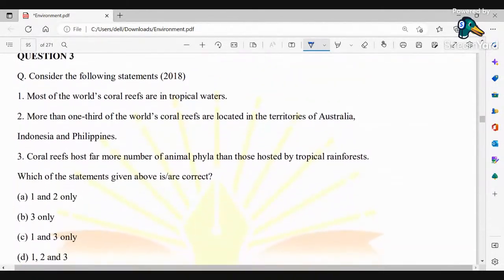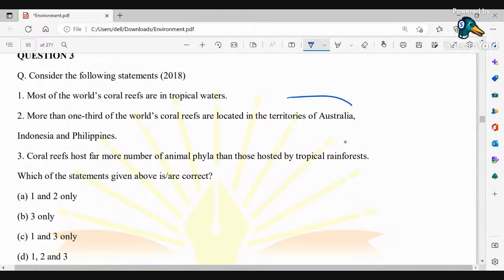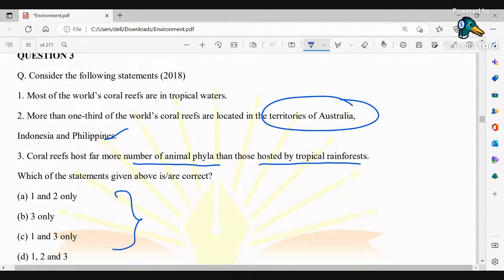The question is on the screen. Consider the following statements. Most of the world's coral reefs are in tropical waters. More than one third of the world's coral reefs are located in the territories of Australia, Indonesia, and the Philippines. Coral reefs host far more animal phyla than those hosted by tropical rainforests. Which of the above statements are correct? Anyone with the correct answer?